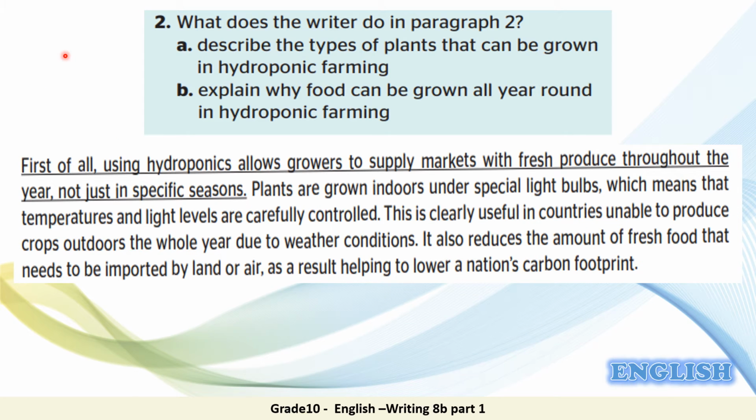Now let's look at question 2. What does the writer do in paragraph 2? I want you to pause the video for a few minutes, read the paragraph and try to decide. Is it about describing the types of plants that can be grown in hydroponic farming, or to explain why food can be grown all year round in hydroponic farming? Pause, read through the paragraph and try to figure out the answer.